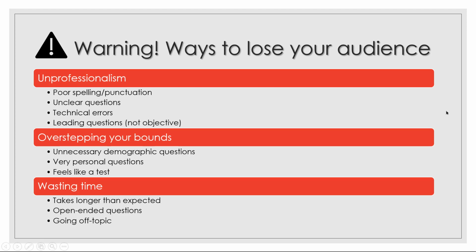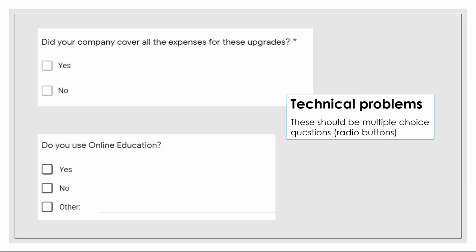Also, putting in open-ended questions that are a mission to fill in, or that people have to think before they answer, people just aren't up for that. They're not going to fill it in. And also going off topic: if they can see you're all over the place and you're not sticking to one topic, they're also not going to be interested and they're just going to close the form. Right, so let's have a look at some of these examples.